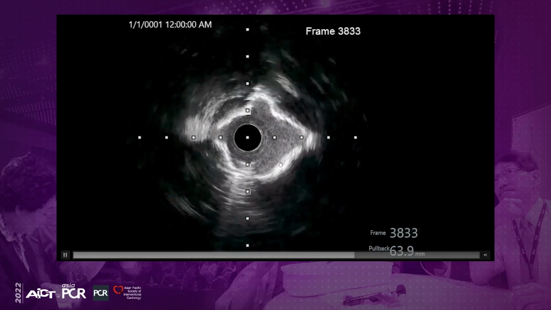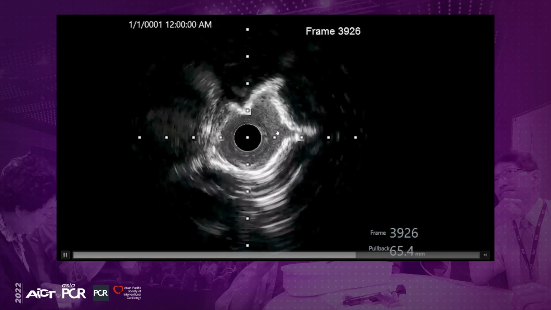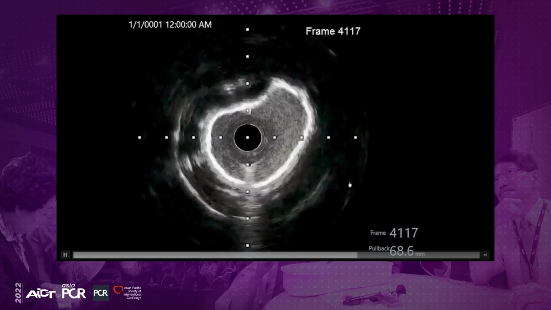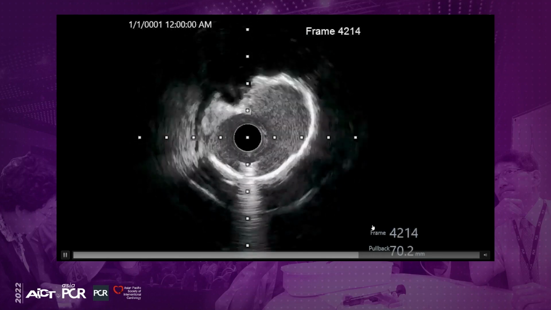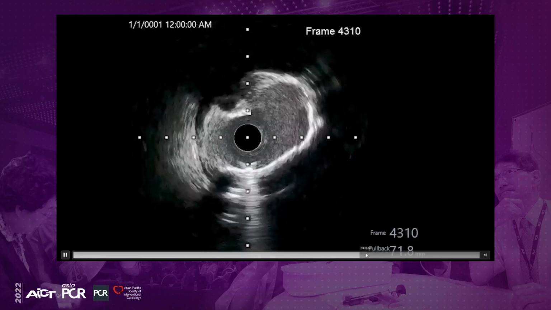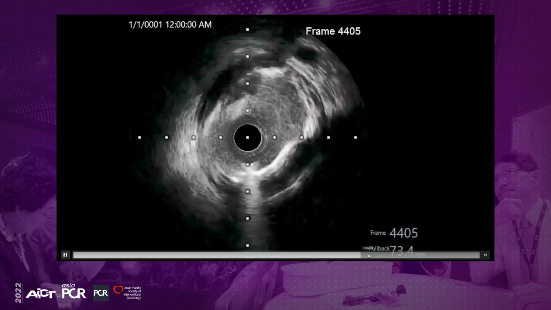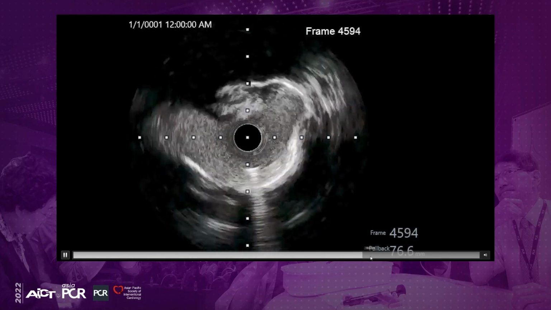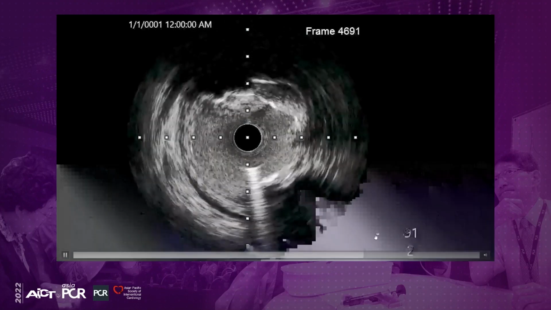That's the osteo-LAD that we started off with. And you can see that although there's still a lot of recoil here, there are multiple areas of fracture. That's the distal left main.